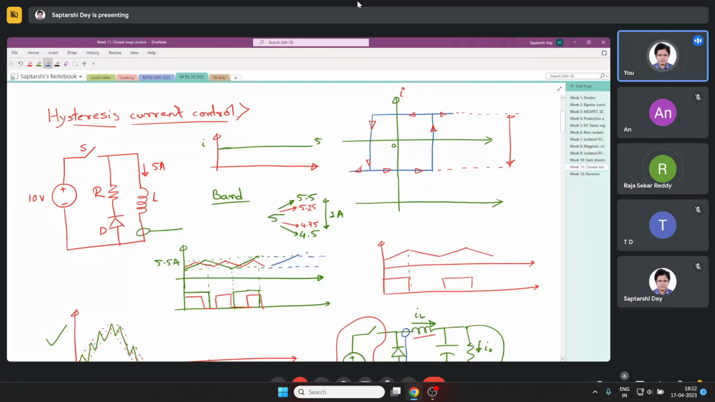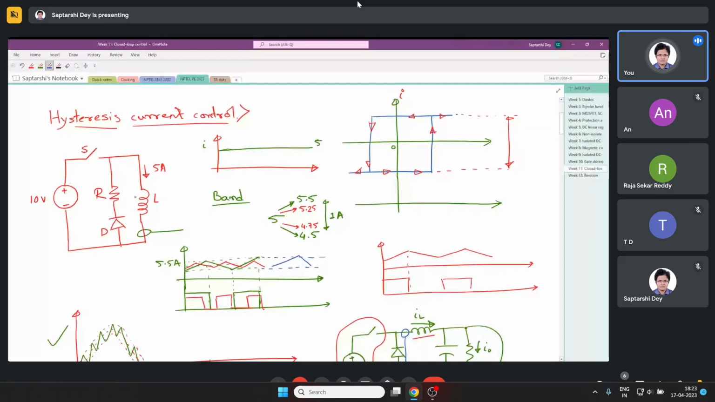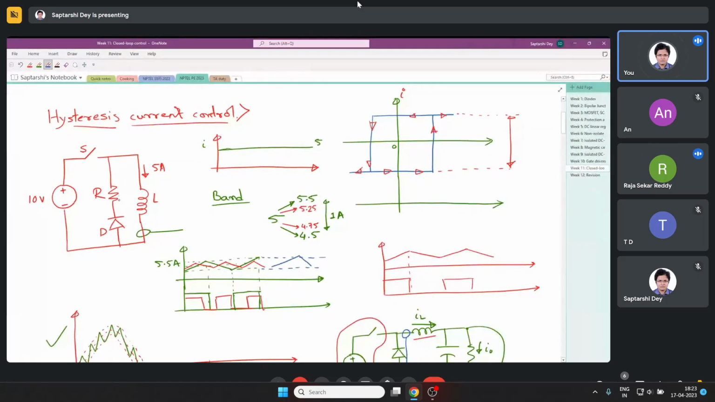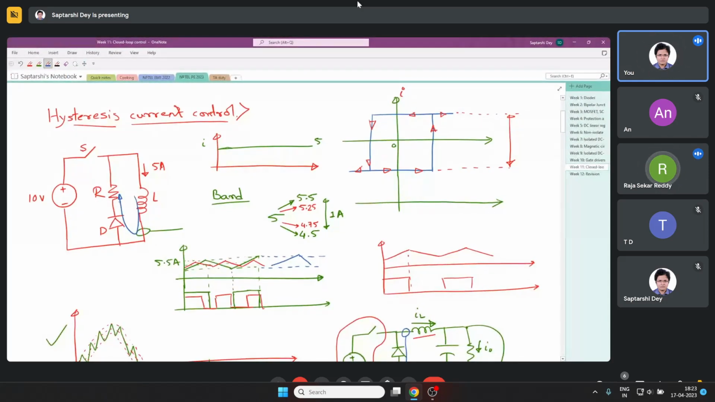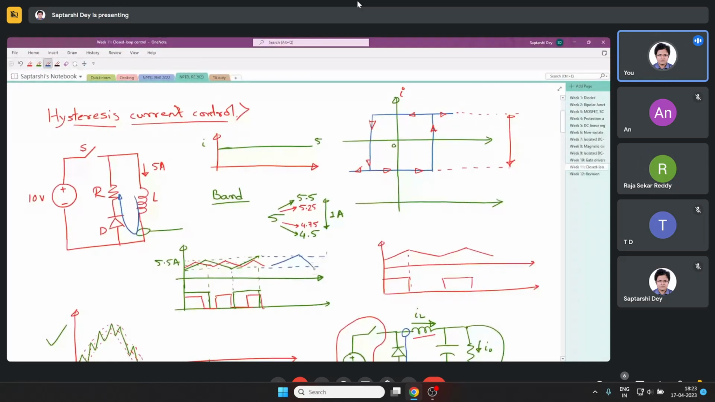Firing angle and all, do not talk like firing angle here. We're talking about DC circuits. As soon as it crosses the upper limit, I turn off the switch. The current starts falling. Why does the current start falling? Because the current goes through this loop. There is a resistance in this loop, so it dissipates the energy stored in the inductor. So it starts falling like this. As soon as it goes just below the lower limit, I turn on the switch once again. Again, the current starts increasing like this. This way it goes.